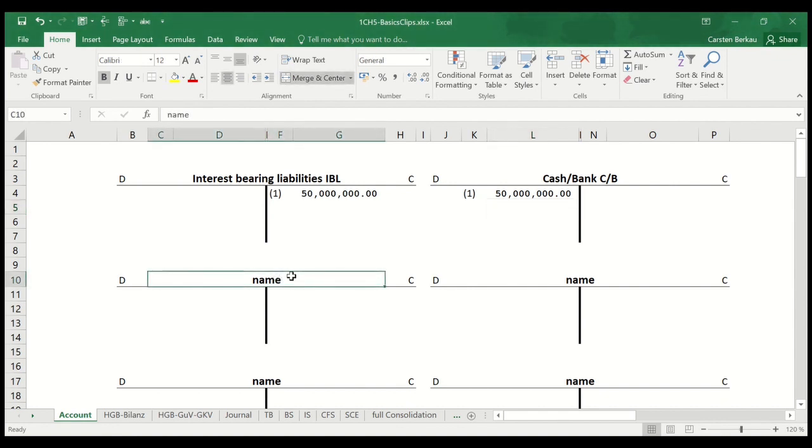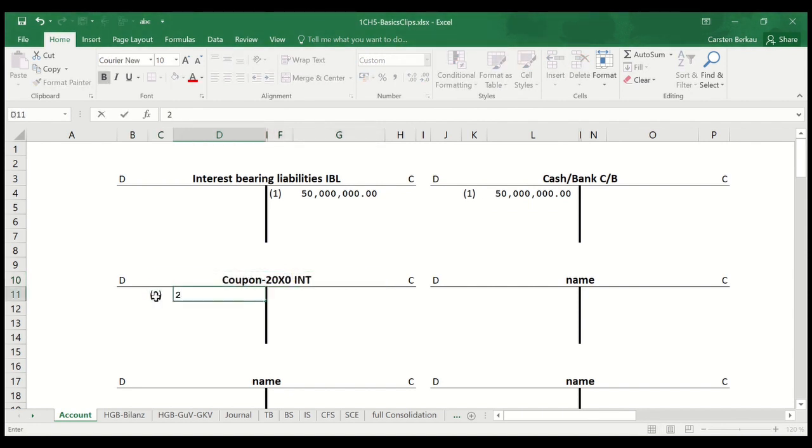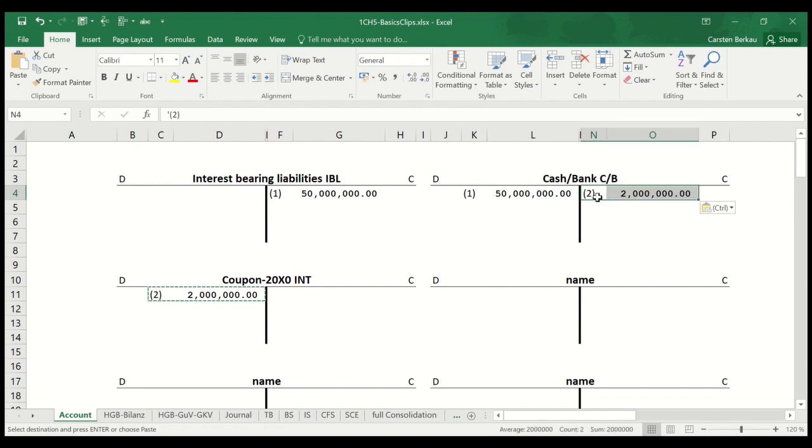At the end of the accounting period, the company has to make a payment for the interest. We call the interest account here the coupon account. Our company makes bookkeeping entry number 2 to the extent of 2 million, which we credit to the cash bank account. In the interest-bearing liabilities account, the 50 million stay until the time to maturity.